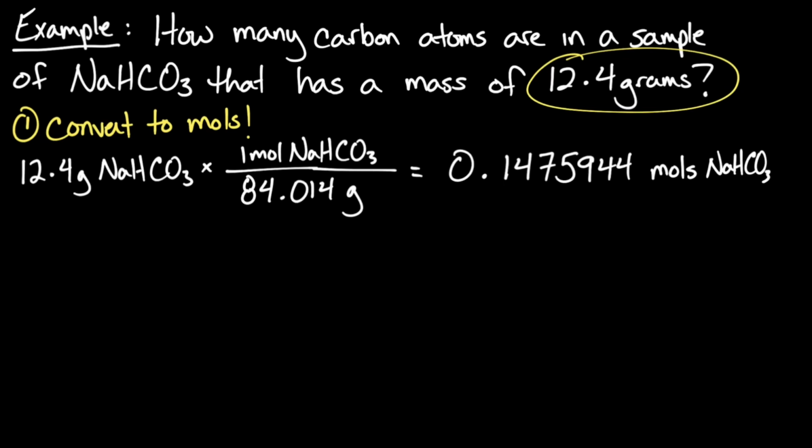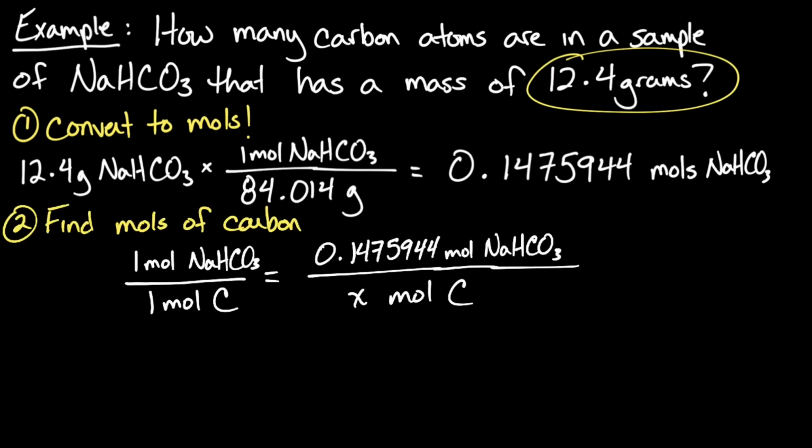Okay, so now that we're in terms of moles of NaHCO3, we can figure out how many moles of carbon are going to be in this sample. And we're going to do that using the equivalent fraction setup that we've been talking about during this video. So here are my equivalent fractions. Again, the way I tend to set these up, the one on the left, I am setting up based on the chemical formula of the compound. So one NaHCO3 actually only has one carbon in it, so we're doing a 1-to-1 ratio there.